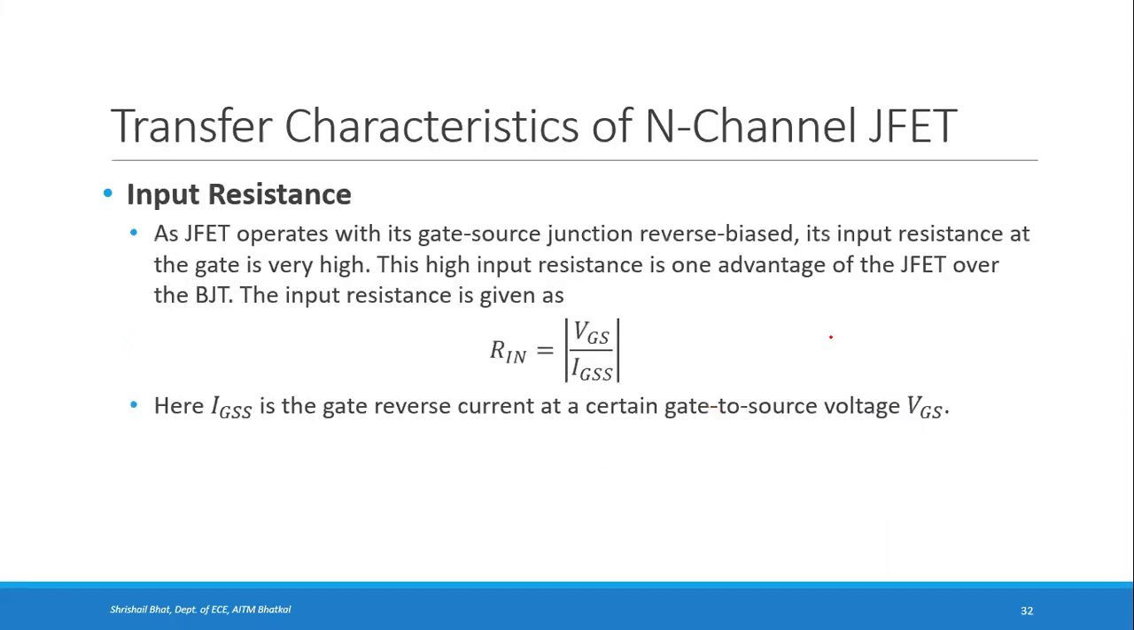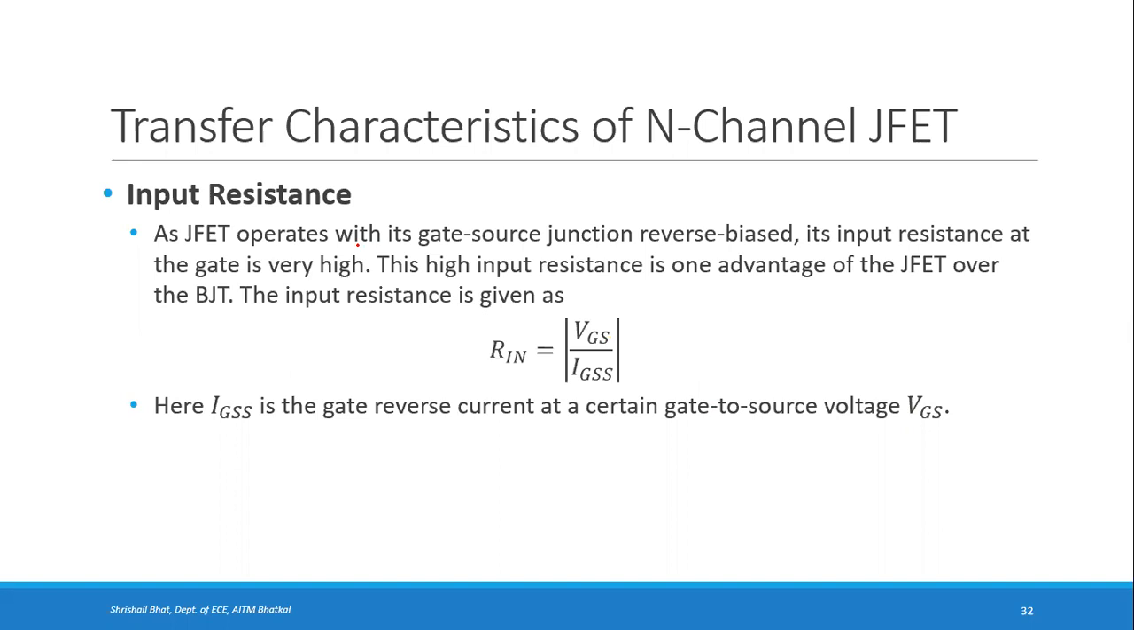Then there is input resistance, which is the ratio of voltage to current. So as JFET operates with its gate source junction reverse biased, its input resistance is very high. Okay, input resistance is very high. So that's why we have said we use FETs whenever we have the requirement of high input impedance. So this high input resistance is one advantage of the JFET over the BJT.